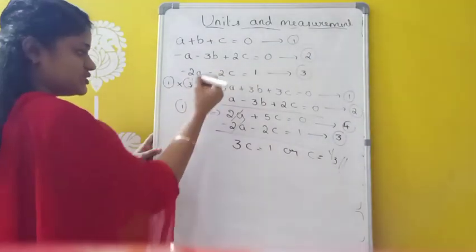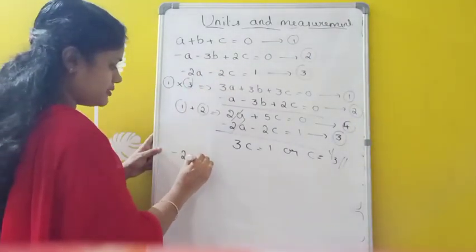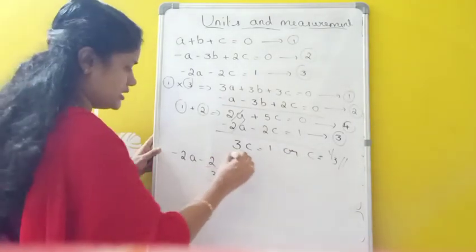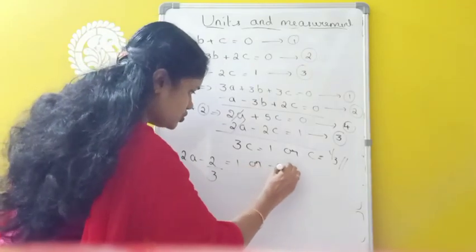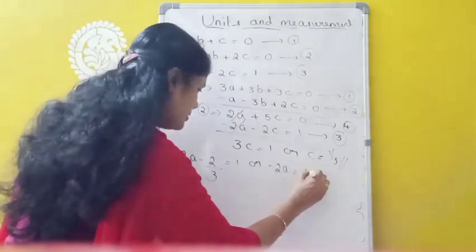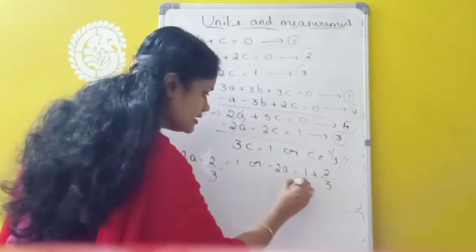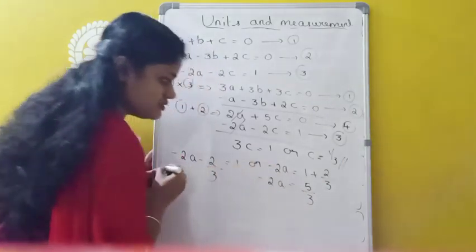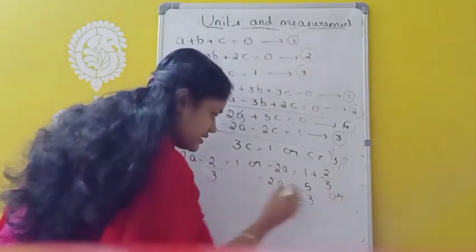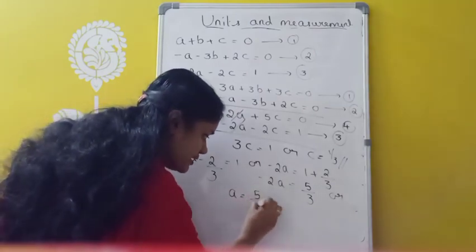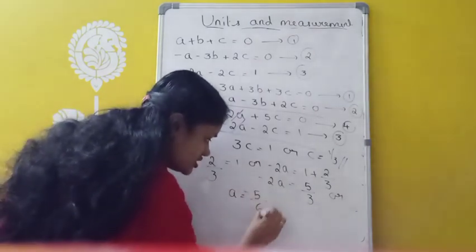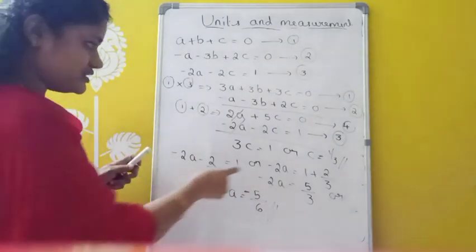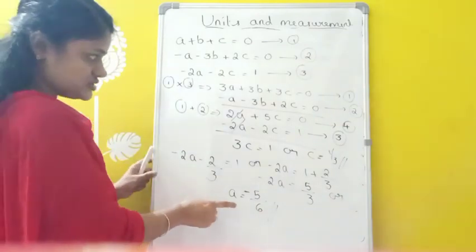Now I am substituting in this equation. So minus 2a minus 2 into c, which is how much? 1 by 3, that is minus 2 by 3, equals 1. Or from this, minus 2a equals 1 plus 2 by 3. Okay. That means here it is 5 by 3. So minus 2a equals 5 by 3. Or from this, a equals minus 5 by 6. So we got the value of a is minus 5 by 6. The value of c is how much? 1 by 3. So we have the values of a and c.